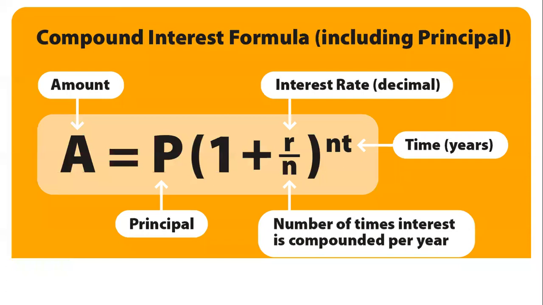As you can see, A represents our amount. That's your ending value, your output. P is our principal, your initial amount. What did you start with? R is your rate, your interest rate, and we write it as a decimal, not as a percent. And N is your number of times interest is compounded per year.